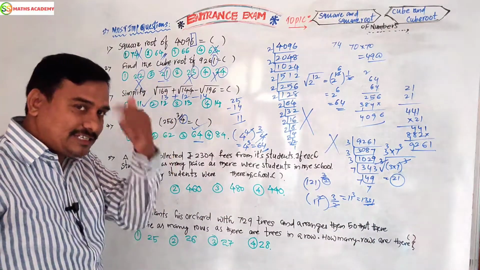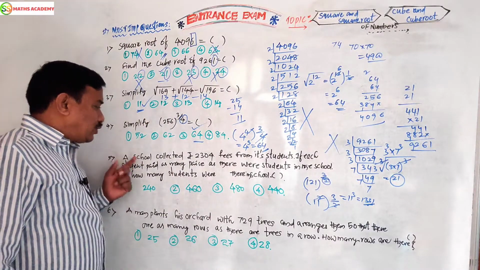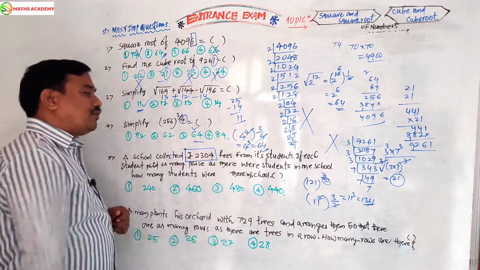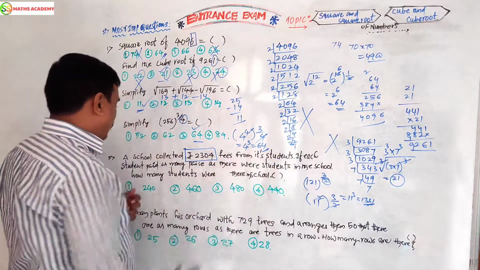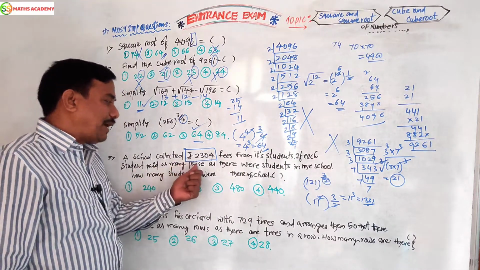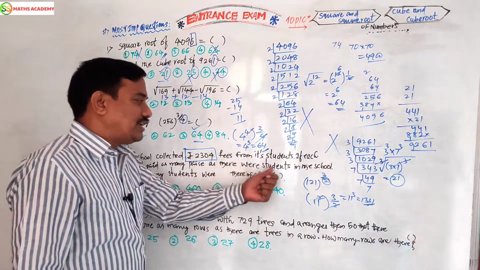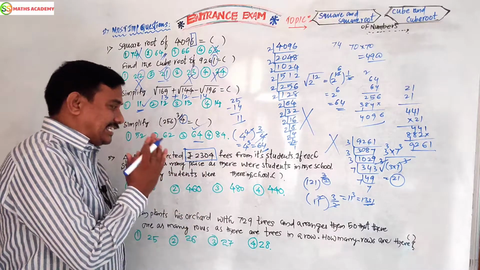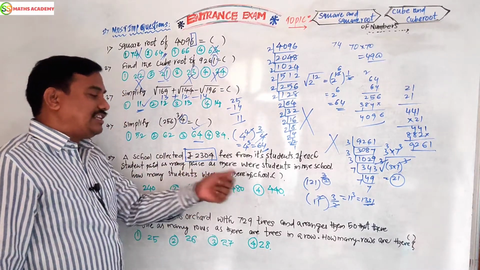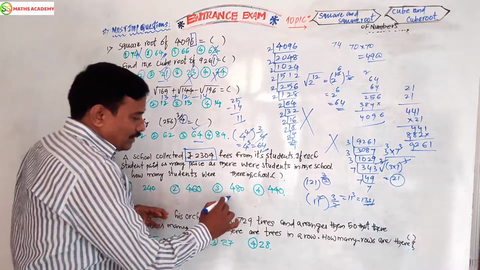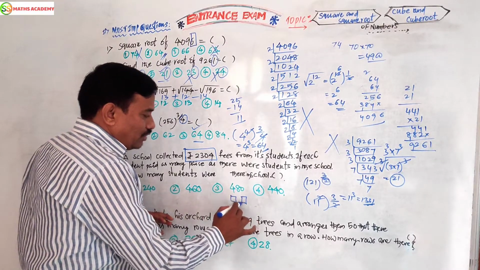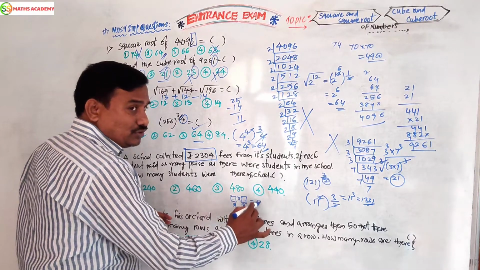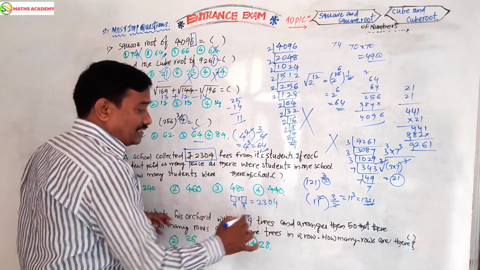Okay? Got it? Next. A school collected Rs 2304 from its students. If each student paid as many paisa as there were students in the school, how many students are there? The number of students and the contribution amount are both the same. This is x, this is x. This equals 2304 rupees.